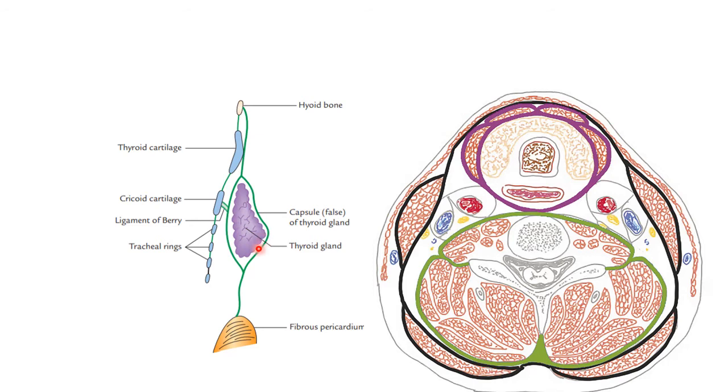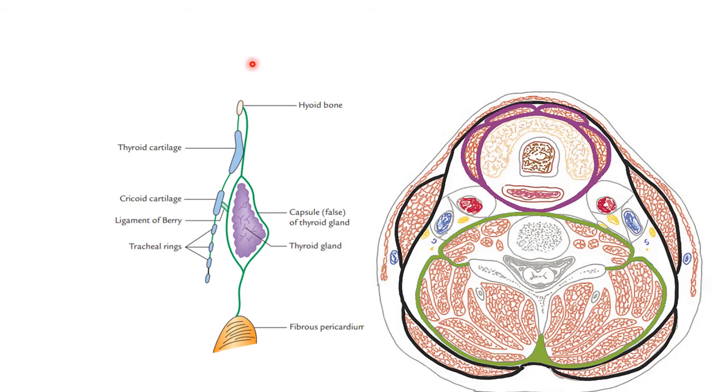Below the thyroid gland, it unites again, enters the thorax, and is continuous with the fibrous pericardium. So this is the vertical tracing. On horizontal tracing, it merges with the carotid sheath. It leads to the formation of the carotid sheath. The pretracheal fascia, the investing fascia, and the prevertebral fascia all contribute to the formation of the carotid sheath.